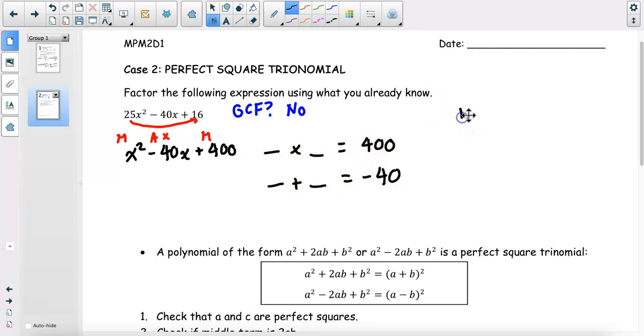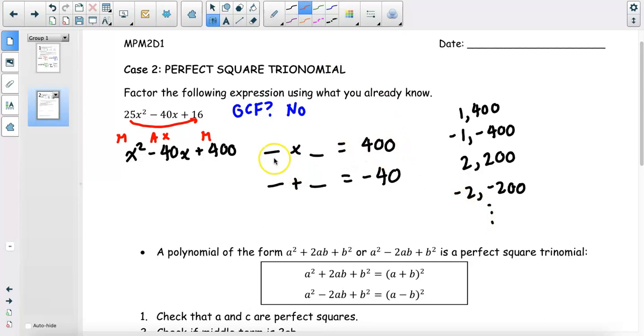Again, you can always start with 1 and 400. Clearly those don't add to negative 40. You could also do negative 1 and negative 400. Those also don't work. 2 and 200, those also don't. 2 and negative 200, and you can just keep going. So this might be a little bit time consuming for you. But if you were eventually to get to the proper values, you would come to negative 20 times negative 20 equals 400, and negative 20 plus negative 20 is equal to negative 40.